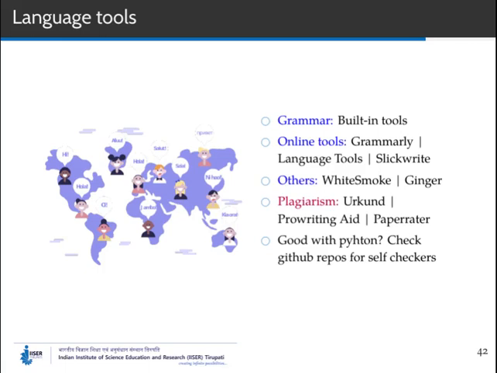For plagiarism checking, you can always go to Urkund or ProWritingAid. Plagiarism checker is free, I think. I'm not sure whether ProWritingAid or another one is offering a free solution for plagiarism at a limited level. But Urkund is standard, and most institutions use that one. If you are good with Python, there are many Python-related packages available in GitHub repositories. You could build your own grammar checking and plagiarism checking tool.